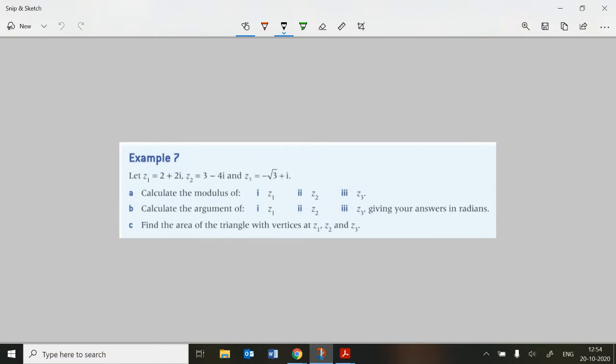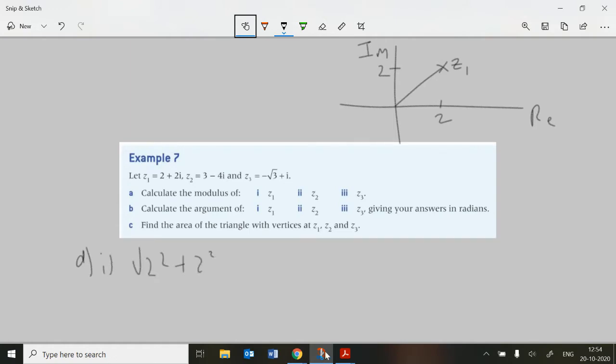So this one's saying there's z1, z2, z3. It says calculate the modulus of z1. The modulus of z1 is just talking about the length of that vector. So if we put it on here, we'll see that that's 2 across on the real axis, and on the imaginary axis, that's 2 up. So we've got this point here, that's z1. Okay, so we want here the length of that one. Clearly, that's going to be 2 squared plus 2 squared, all square root, which is obviously giving you the square root of 8.